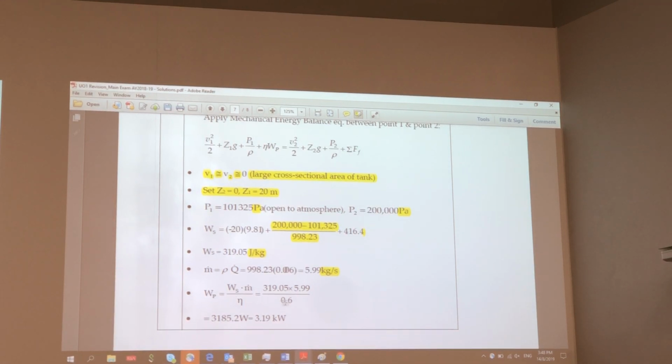Finally, you need to divide it by the efficiency. So your actual power supply should be more than what you calculated. Reasonable, there will be certain loss, right? So you should give more. Alright, so WP should be higher than WS. Got it?